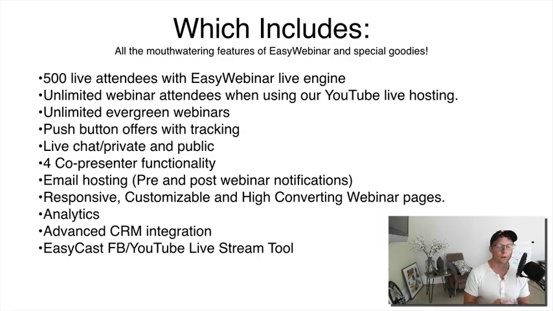And then, of course, as I said, one of my favorite things is our EasyCast Facebook and YouTube live stream tool that can syndicate your content out to the world, so you create a ripple effect. You create a webinar, but then it can be pushed automatically to Facebook and YouTube Live at the same time. You can build your email list that way. You can create a bigger communication to a larger audience leveraging this tool.